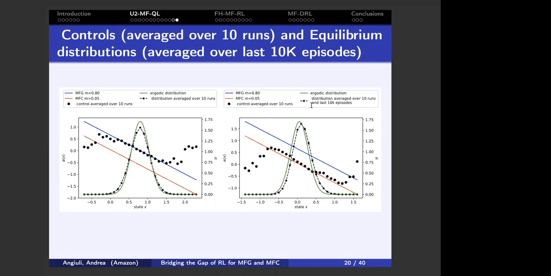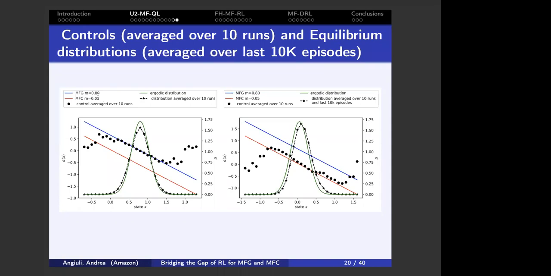Even if these two plots look similar, I want to point out that the center of the distribution is different. For the mean field game, the mean is at 0.8, while for the mean field control, the mean is actually 0.05. Now, the black dots are the control learned by the algorithm, and the dashed line is the distribution estimated by the algorithm. So you can see that the learned solution, depending on the tuning of the parameters, changes towards the solution of the mean field game or the solution of the mean field control.